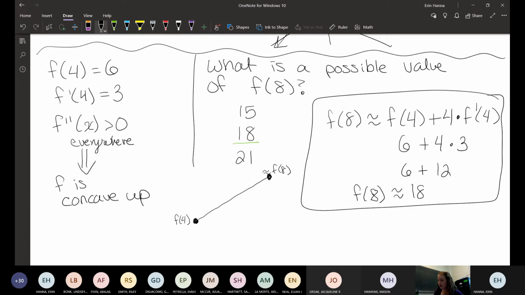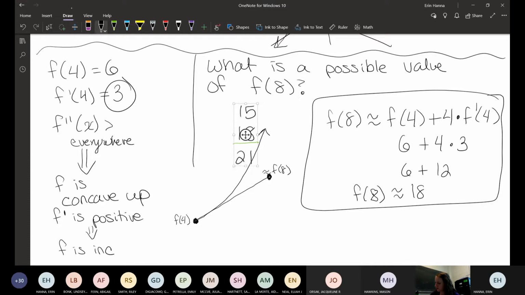We also know that f prime is positive because it's equal to 3, and 3 is a positive number. That means f is increasing. So an increasing function that's concave up has to look something like this. Let me move just those numbers. There we go. The graph of the function has to look something like that because it actually curves upwards. It's not going to follow that straight line.